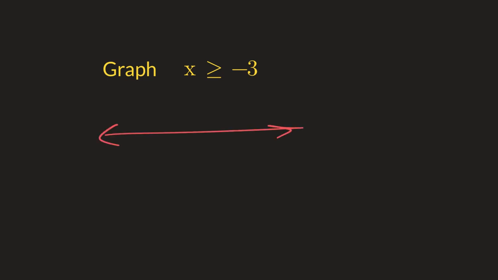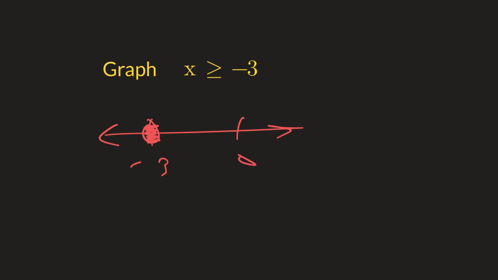Number line, 0, -3. Open or closed circle with this one? Closed circle. It's an or equal to. That means that you will be able to include -3 in the solution set, because -3 is equal to -3, or equal to, greater than or equal to. -3 is equal to -3. That would be true, therefore a closed circle.